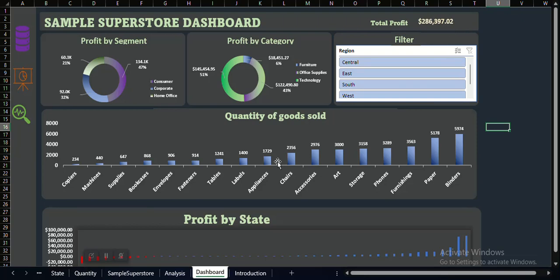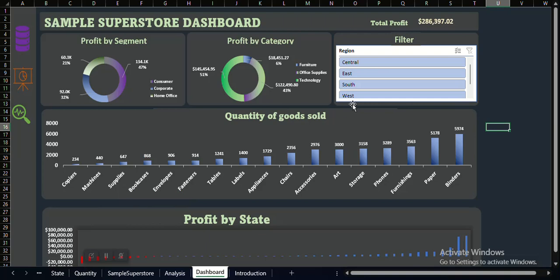In terms of goods sold, binders and paper contributed the most to the total number of goods sold, with binders selling almost 6,000 units, while copiers and machines performed poorly, with just 234 units sold in the copiers and 440 units sold in the machines.